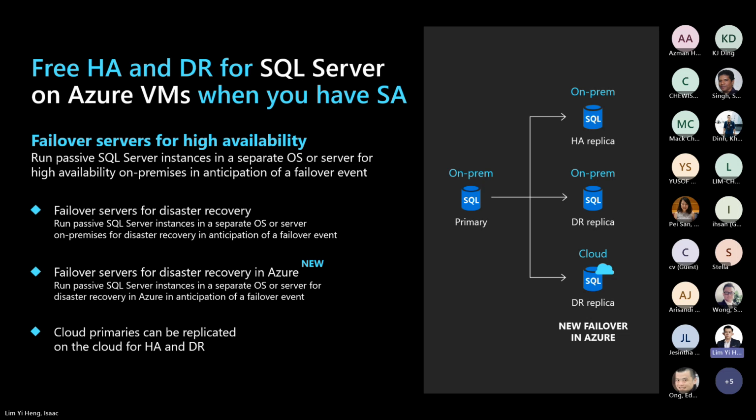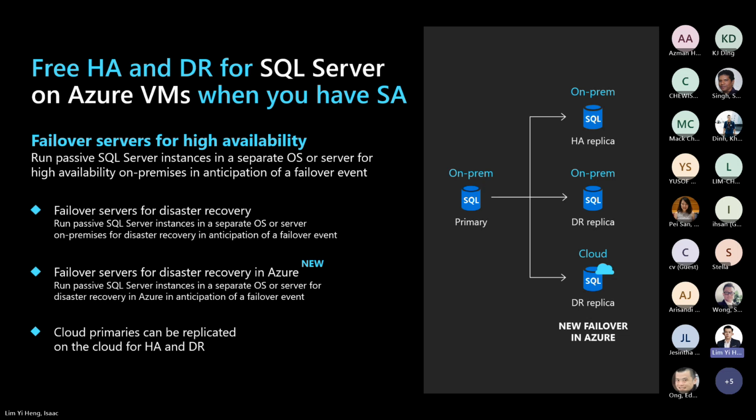Every software assurance customer of SQL Server is able to use the 3 enhanced benefits. The first one will be the failover servers for HA. It allows the customer to install and run passive SQL Server instances in a separate OS environment or server for HA on-premise in anticipation of a failover event.